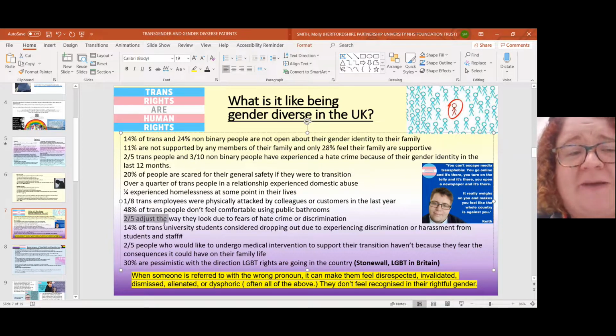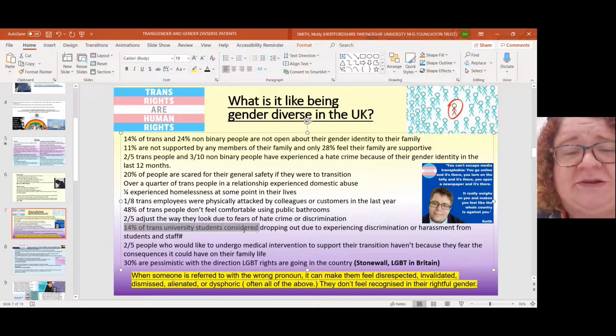2 out of 5 people said that they adjusted the way they look due to fears of hate crime or discrimination, possibly trying to camouflage yourself, trying to not stand out because you're scared that if you express yourself and look the way you want to, you may be discriminated against or a victim of hate crime. Is it any wonder why there's higher amounts of depression and anxiety when there's so much hatred, discrimination and rejection?